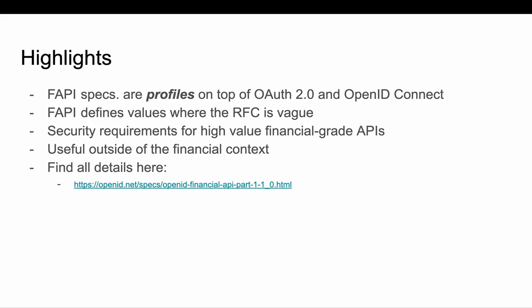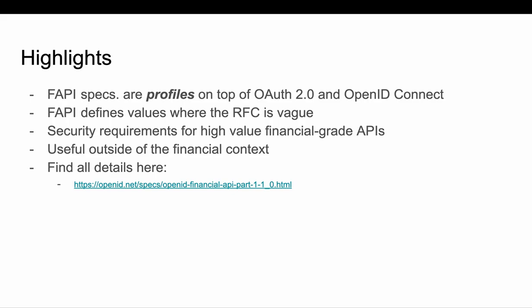FAPI, financial grade APIs, are specifications that describe profiles on top of OAuth 2 and OpenID Connect. So it's not so much something new in this space, but it uses OAuth 2 and OpenID Connect and ties it to a use case. And where the RFC is relatively vague, what FAPI does is it defines very specific values for very specific use cases.